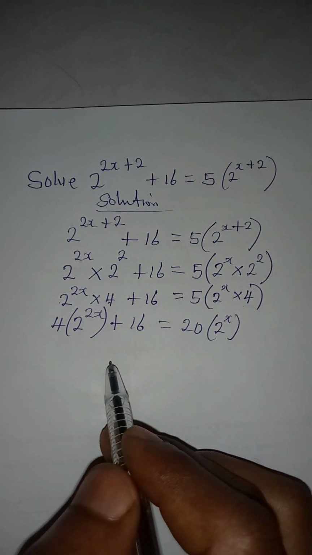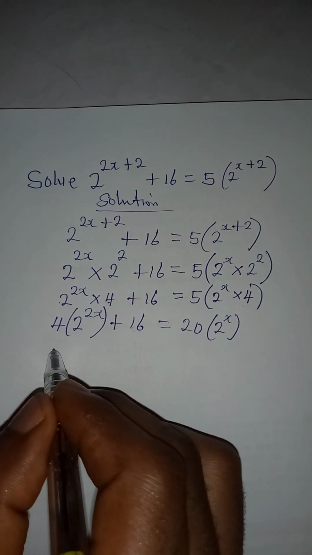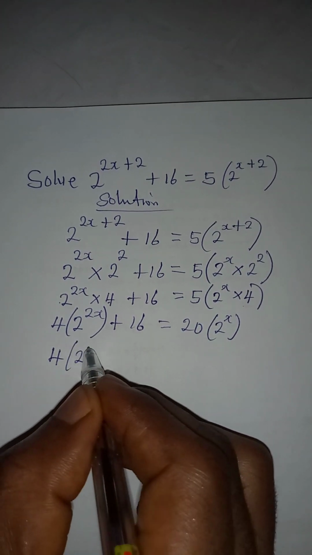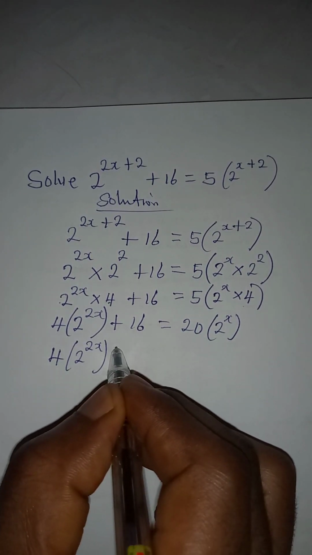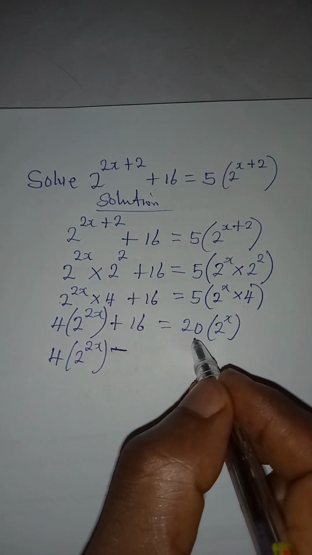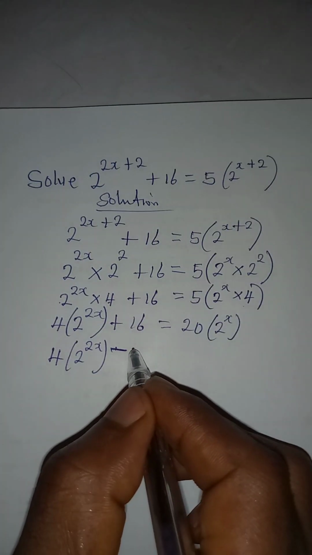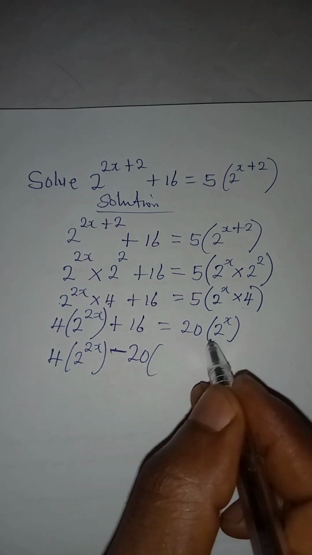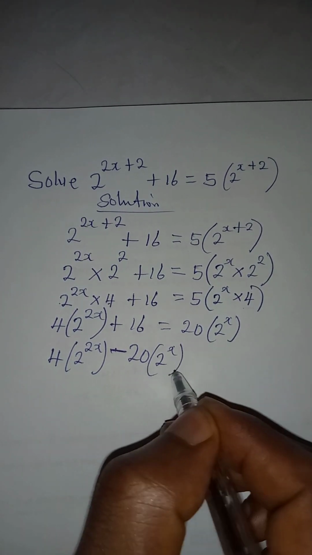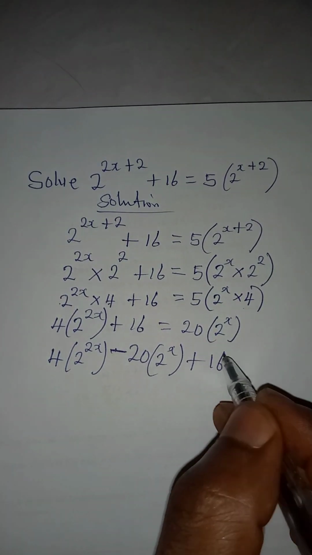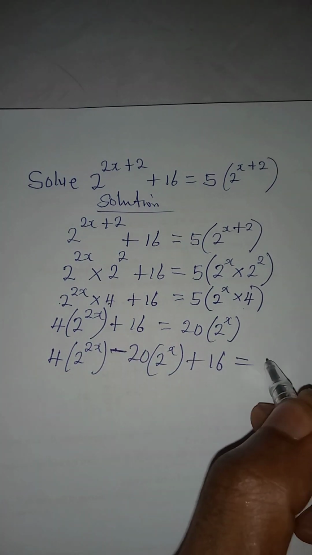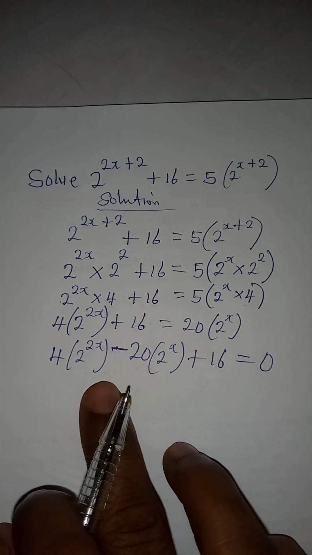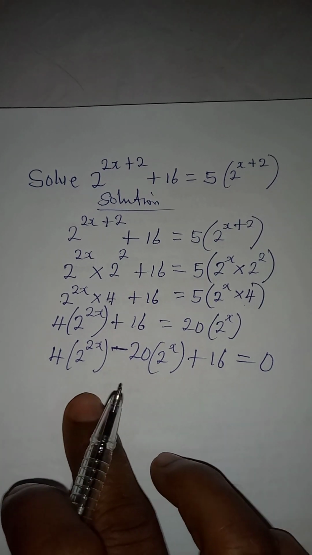Then from here now, I can rearrange this so that I will have 4 into bracket 2 raised to the power 2x. Then this plus 20 on the right hand side will come to this side and become minus 20. Then you have 2 raised to the power x in that bracket, then plus 16. So since I've moved this to the left hand side, I'll have 0 there. And from here now, this is looking like we can form a quadratic equation from this.